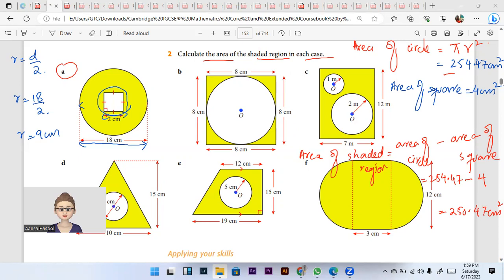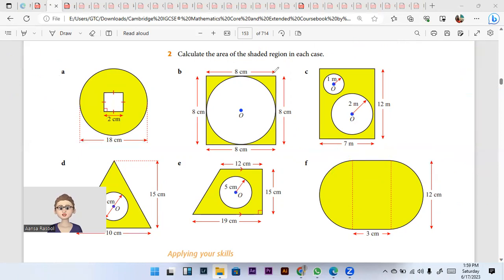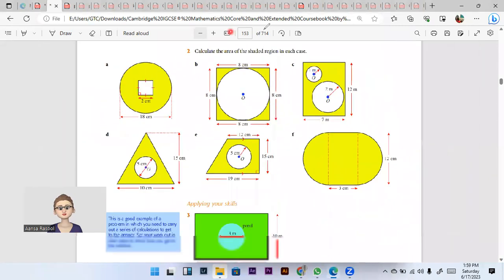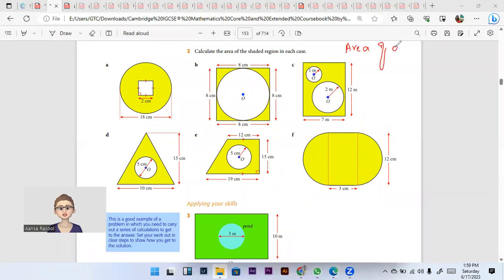The next question is: there is a square and inside the square there is a circle. Firstly, we will find the area of the circle. Area of circle will be pi r squared. But as you know, this is the diameter, so the diameter is 8 centimeter. I told you radius is half of diameter. So what will you get? Pi r squared, the radius will be 4 squared. 4 squared is 16, so 16 pi.